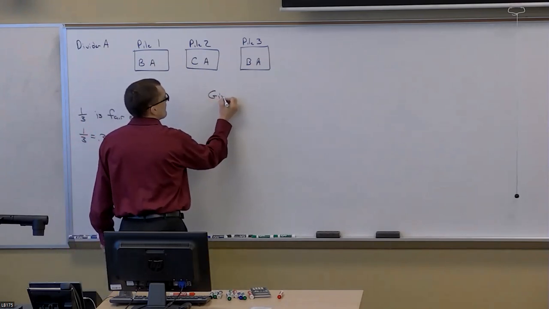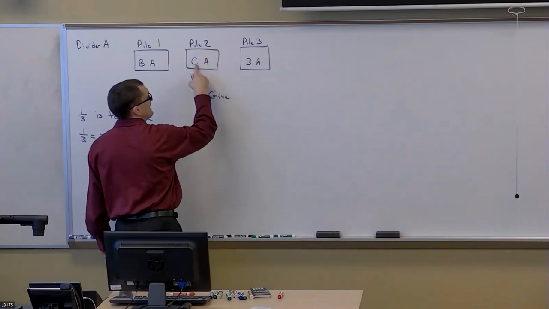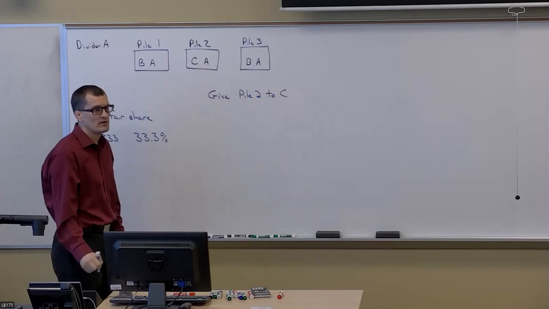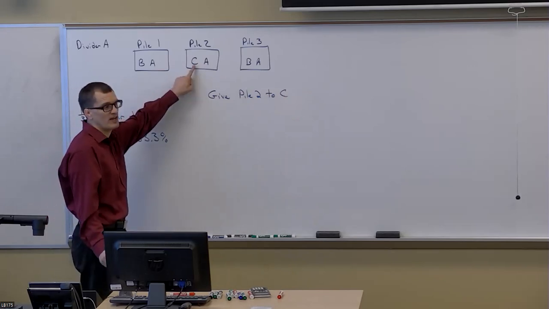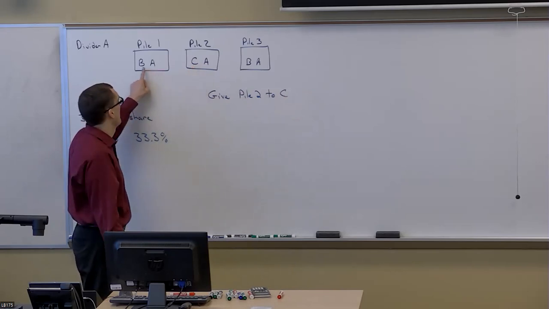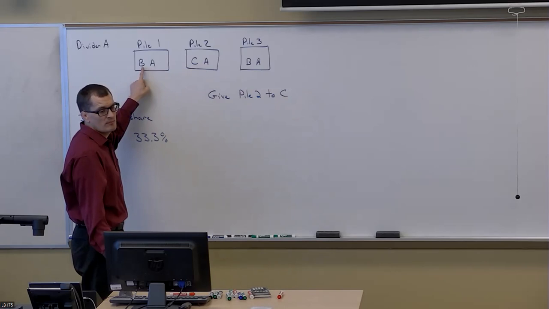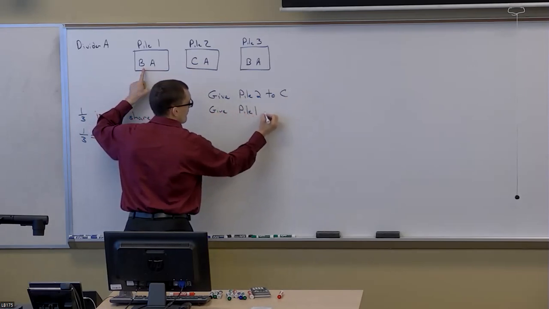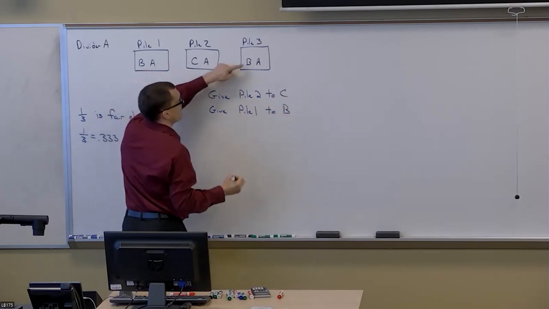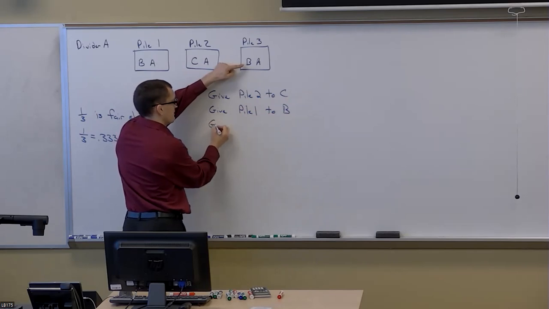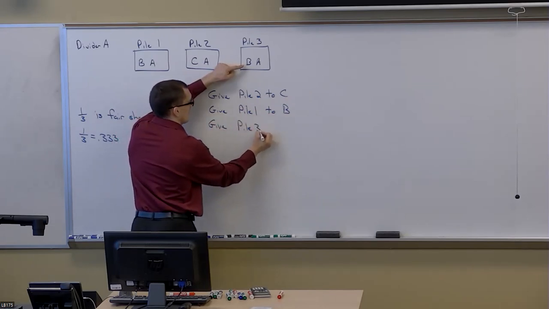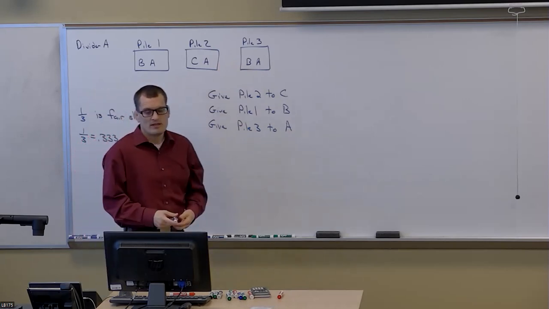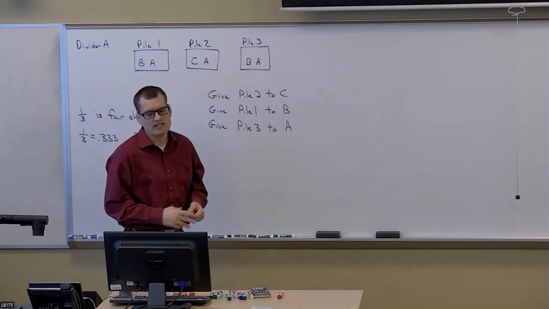So what I would do is I would say, give C pile two, because that's the only one C is satisfied with. I would give pile one to B, and then the remaining pile would go to A. All right. Does that make sense? You can do that via the grid as well.